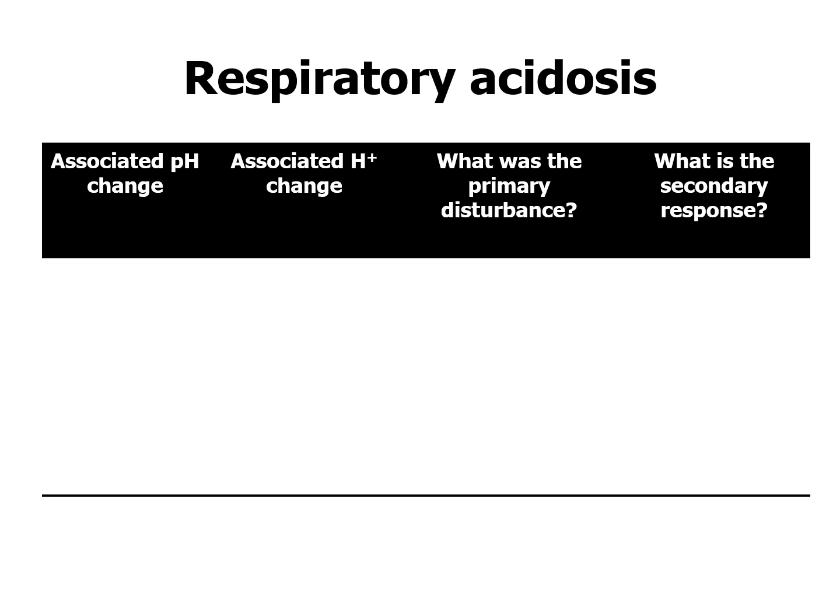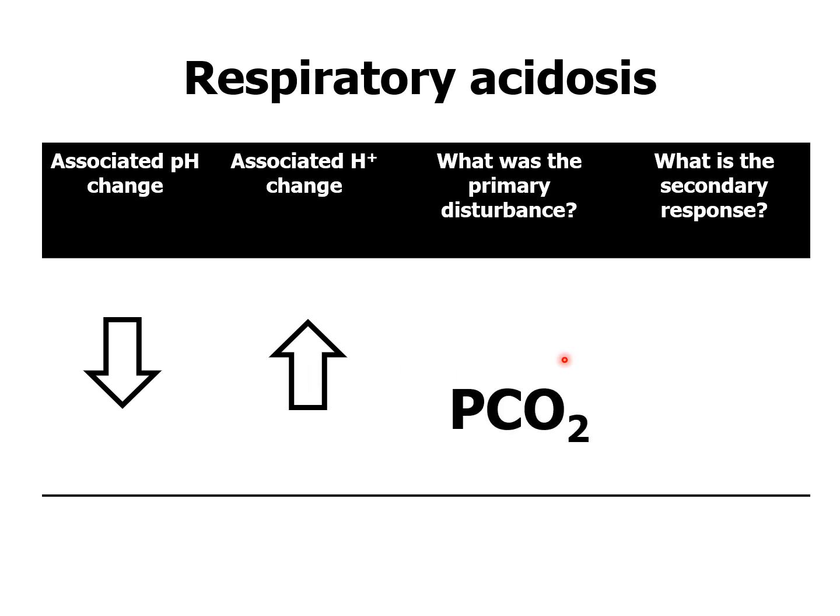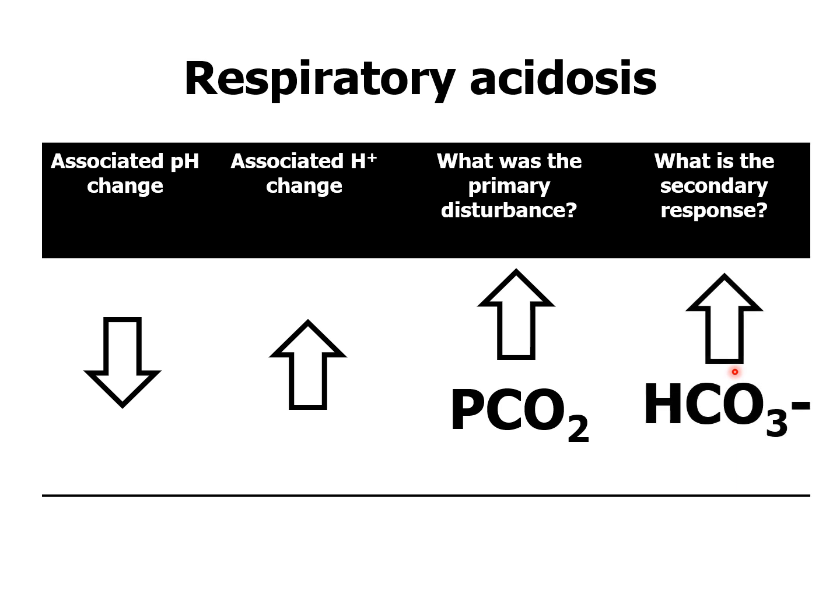In terms of the pH, of course, there is a decrease in the pH. For the hydrogen ion concentration, there is an increase in the hydrogen ions. The primary disturbance is on the lungs, so there is an increase in the partial pressure of the carbon dioxide in the arterial blood. And in terms of the secondary response, the kidney would tend to retain the bicarbonate.